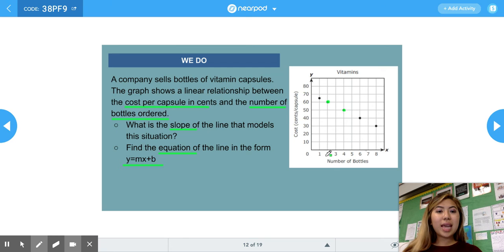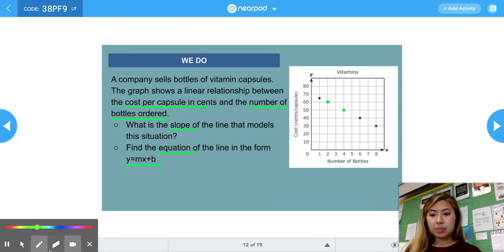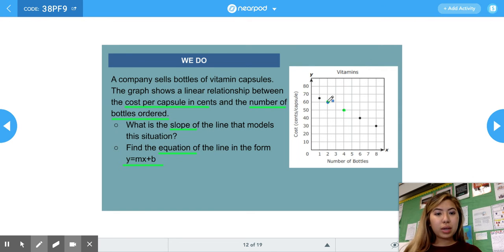Looking at the x and y axis, along our x-axis we're counting by 1, so each box or each line represents 1. And along our y-axis, we're counting by 10, so each box or each line represents 10. From this first point to the second point, we're going down, so we know that our change in y is going to be negative.